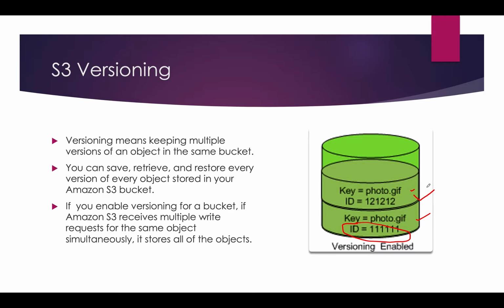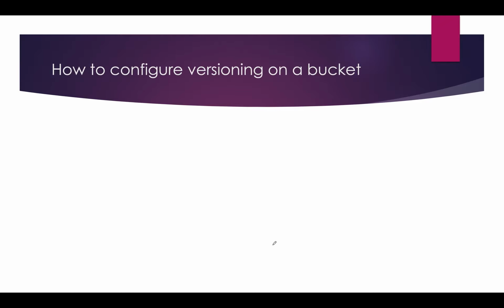Okay, next, if you enable versioning of an object and Amazon S3 receives multiple write requests for the same object simultaneously, it will store all the objects. Only when you enable versioning will it store them. We will see how it behaves without versioning and with versioning. Okay, now you know what versioning is. Now, how to configure versioning.